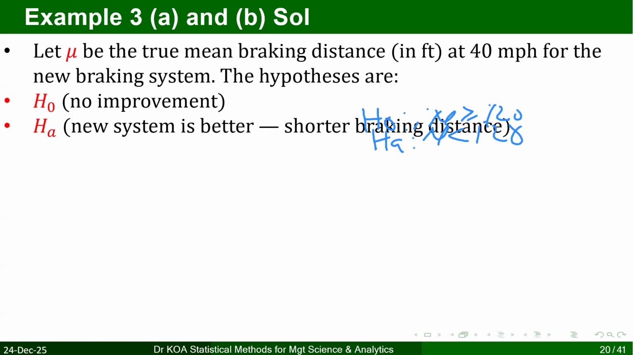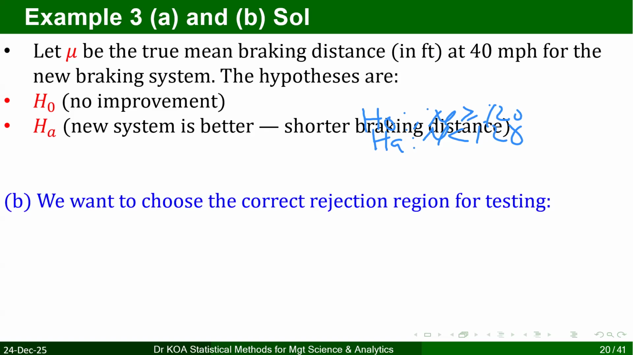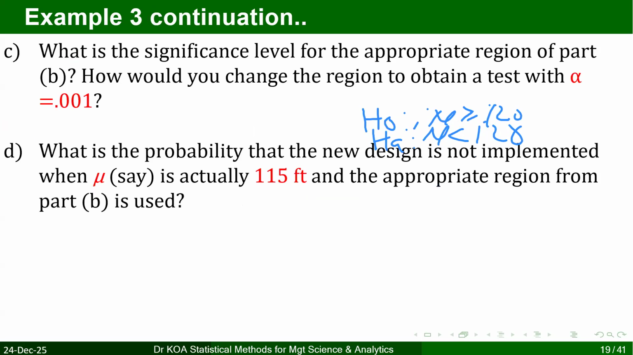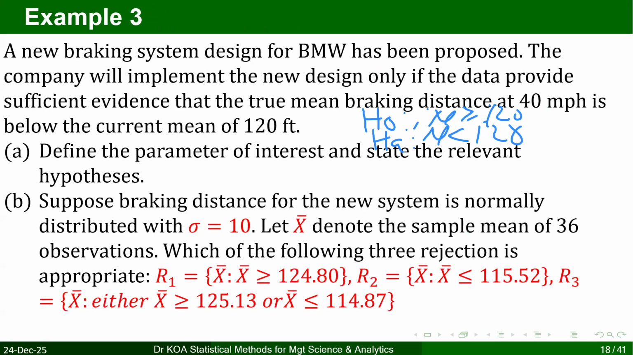All right. So now the next question. Let's go to part B. Suppose the braking distance for the new system is normally distributed. So now you know that it's normally distributed, not binomially distributed. It's normally distributed with a standard deviation of 10. Let X bar represent the sample mean of 36 observations. Which of the following three rejection regions is appropriate? So first, if it is normally distributed, then we can convert the random variable to a z variable, isn't it?